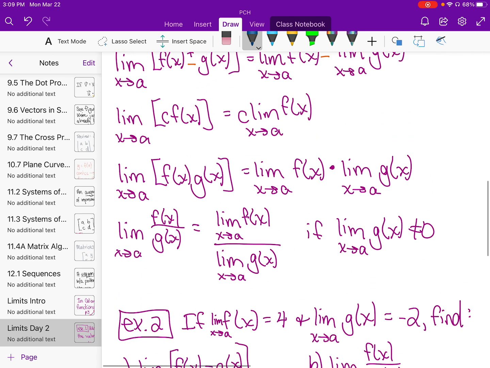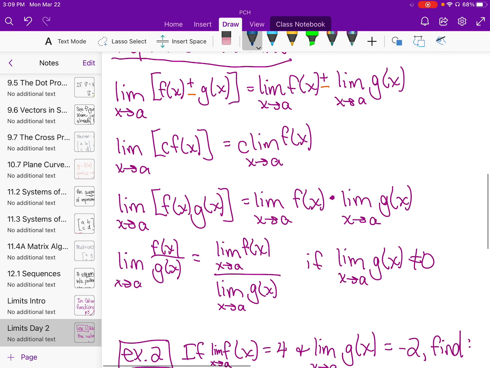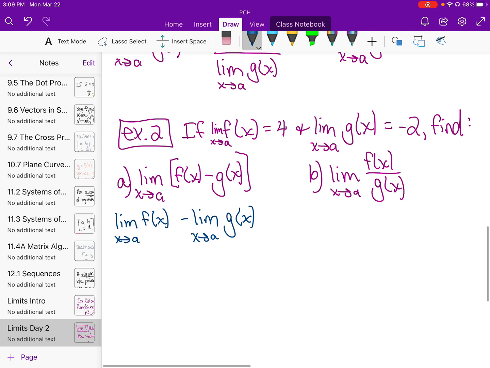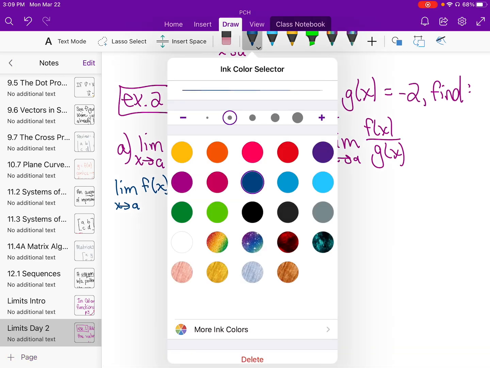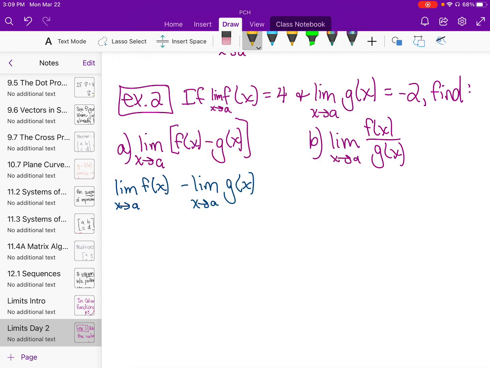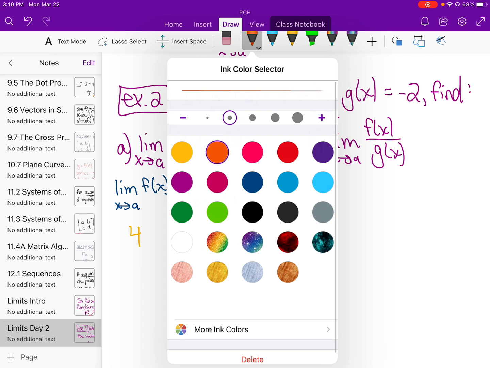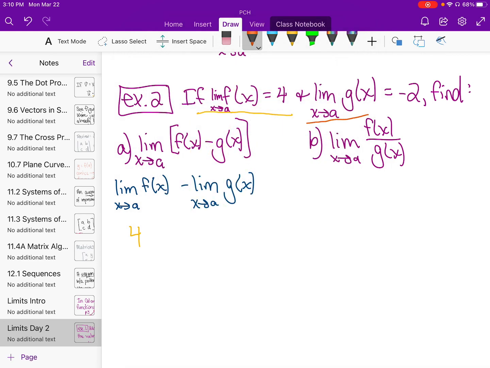So I'm copying down that first property, the limit with the difference of the two functions, and then I'm splitting it up into two separate limits. And then from there, I can be like, well, they just told me the limit of f is 4, and they told me the limit of g is -2, and I have a minus in between. So the answer is 6.